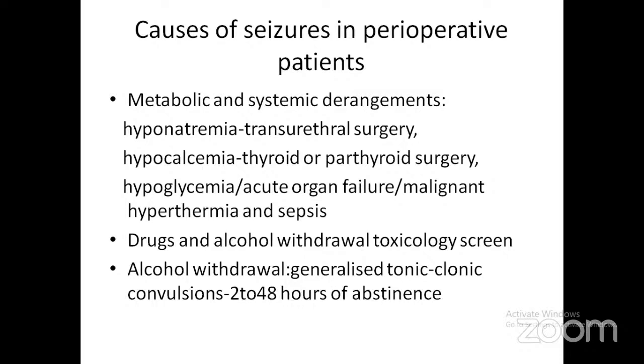Neurosurgery itself, metabolic and systemic derangements should be ruled out, such as hyponatremia, as in transurethral surgery, hypocalcemia in thyroid or parathyroid surgery, infections or sepsis, hypoglycemia, acute organ failure, and malignant hyperthermia. Drug and alcohol withdrawal should be ruled out with a toxicology screen. Alcohol withdrawal causes generalized tonic-clonic convulsions within 2 to 48 hours of abstinence.